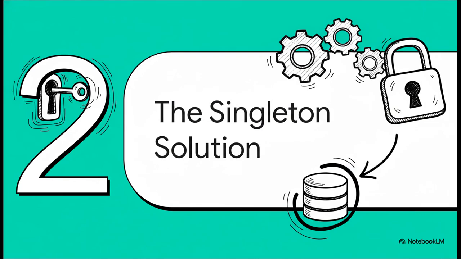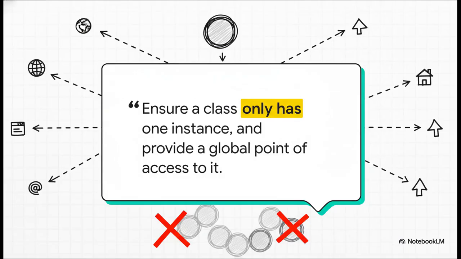And this is what brings us to the really elegant solution that was proposed decades ago. A pattern designed specifically to enforce that rule of one. And here it is. This is the official mission statement, straight from the source. It's a beautifully simple two-part job. Part 1, make sure only one instance can ever be created. And Part 2, give everyone a single, well-known spot to go and get it.